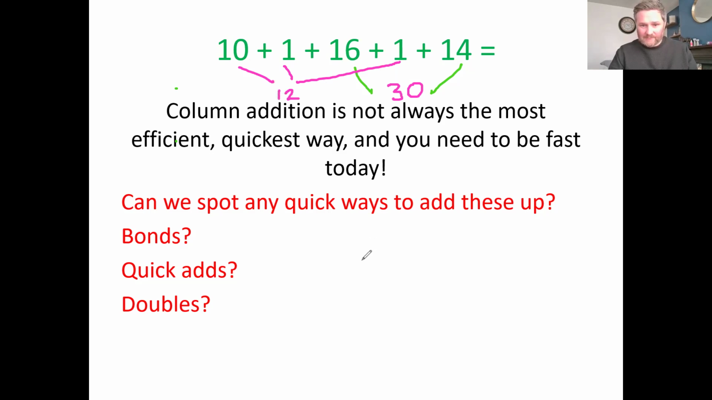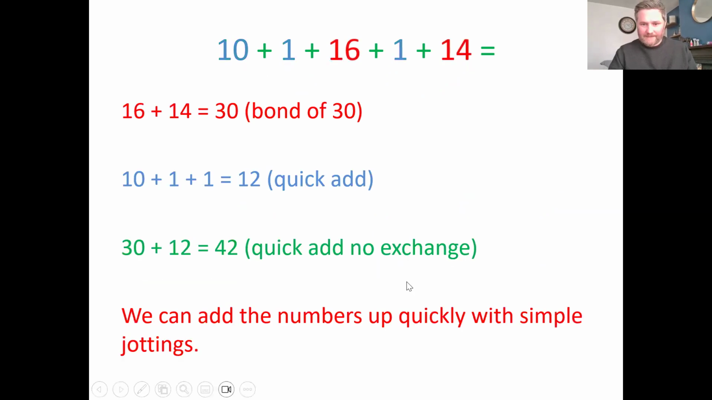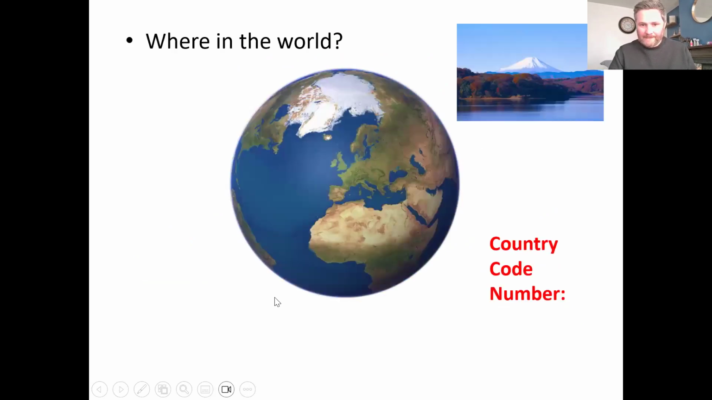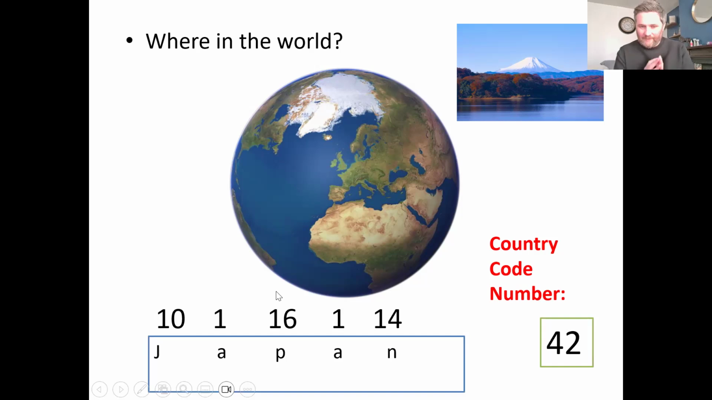So then I'm going to add those numbers up quickly. 30 plus 12, nice easy add. Add the 10s, add the 1s, 42. So that tells me that Japan's country code number is 42. We've used a bond of 30, we've done a quick add, and then a quick add with no exchange. 30 add 12 is 42. So Japan's country code is 42. Hopefully that makes sense how we find out our country codes.